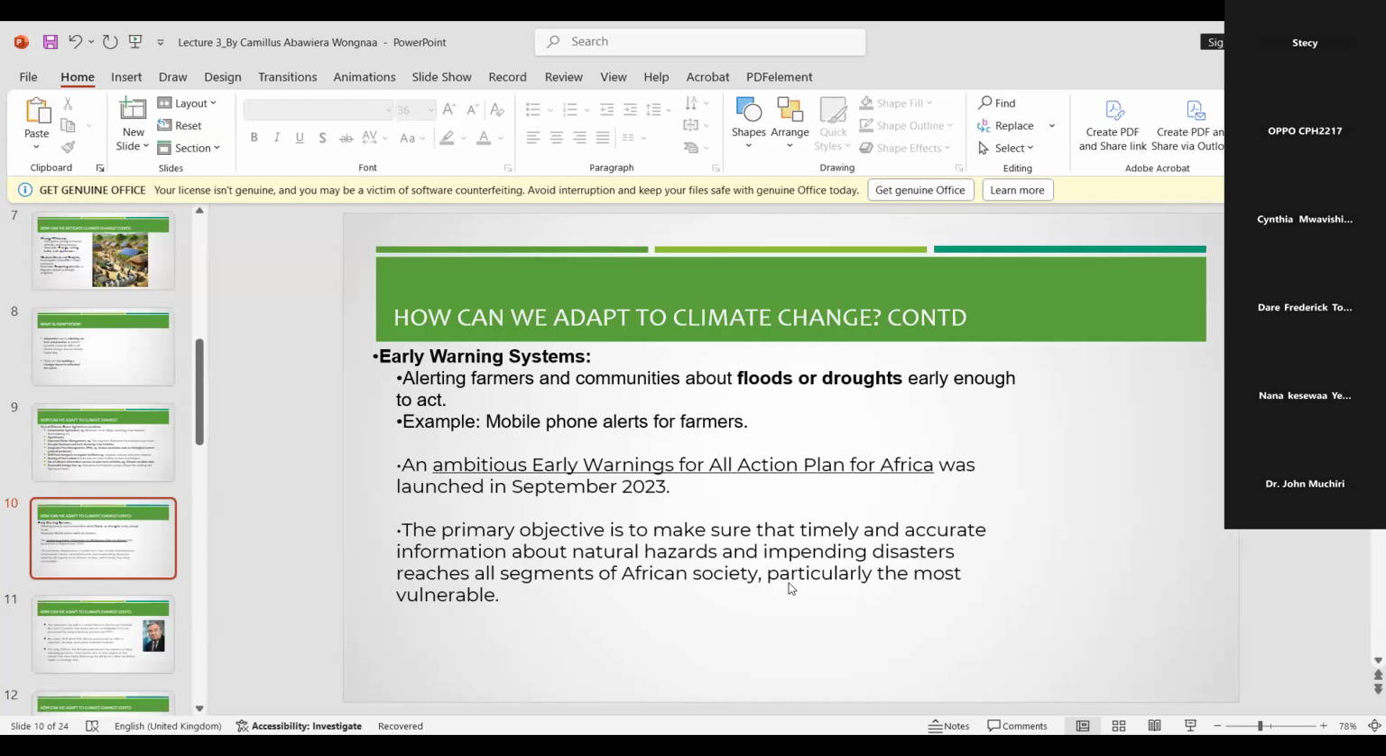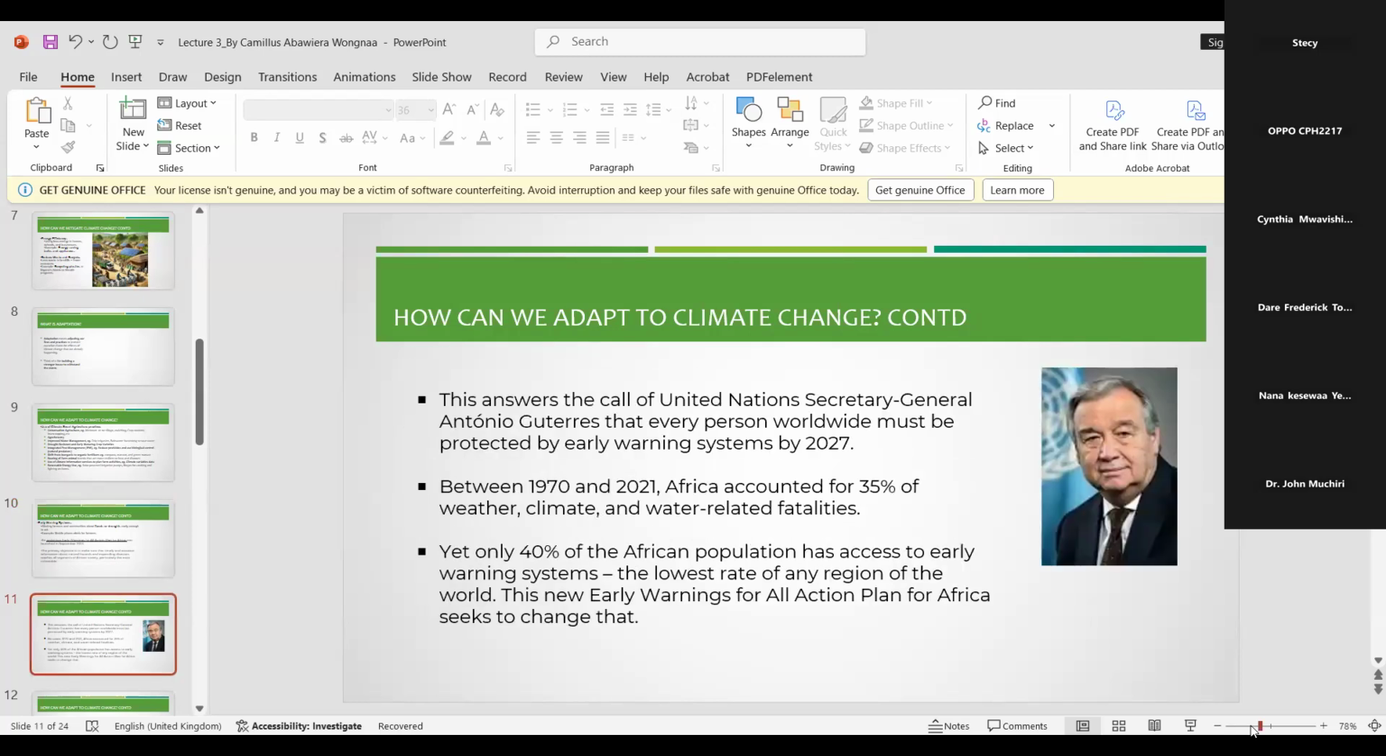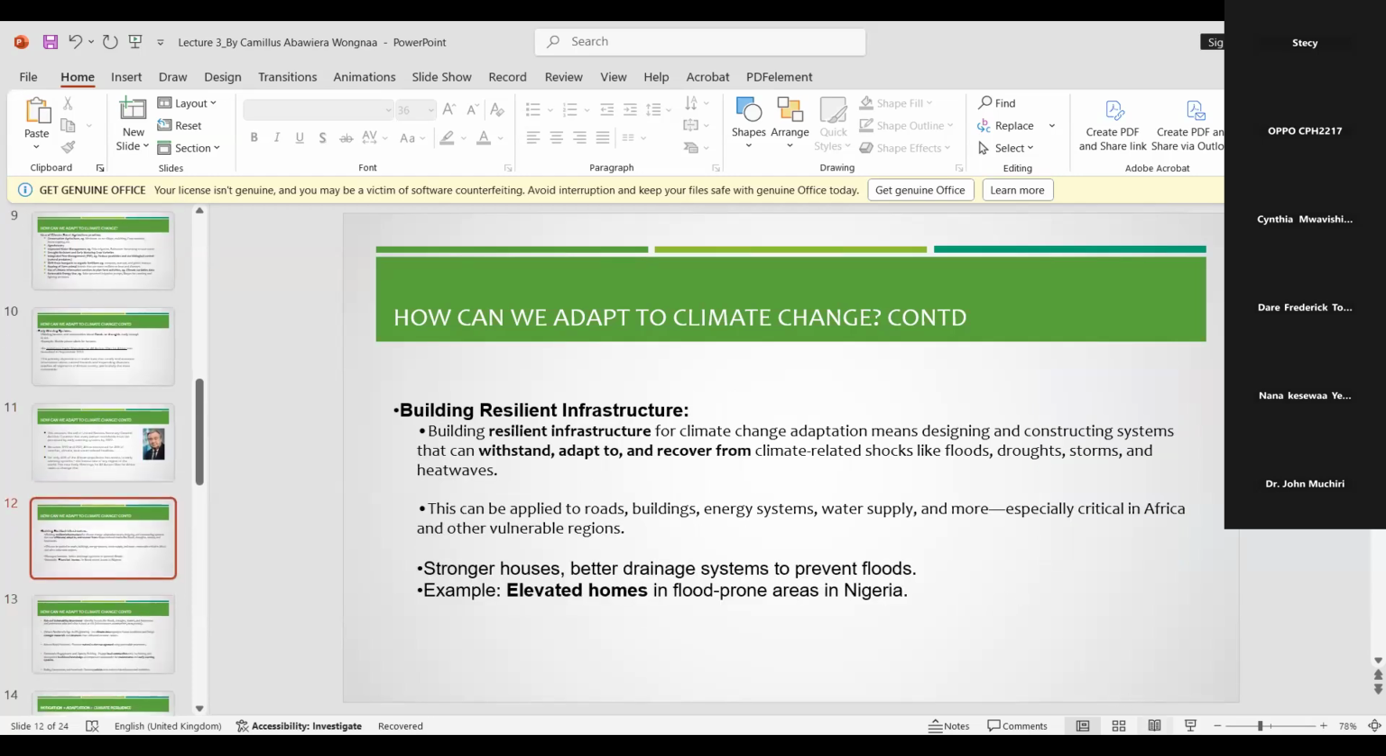Sorry, my network got disturbed. So the point we are making here is that it's important that we invest in early warning systems to be able to ensure that people will have information. In fact, even the UN Secretary General Antonio Guterres keeps stressing that by the year 2027, countries should put strategies in place to ensure that everybody has access to information with regards to what is likely going to happen so that they can always plan beforehand.